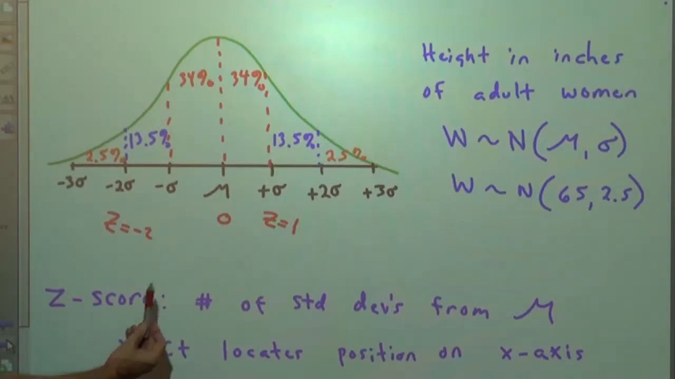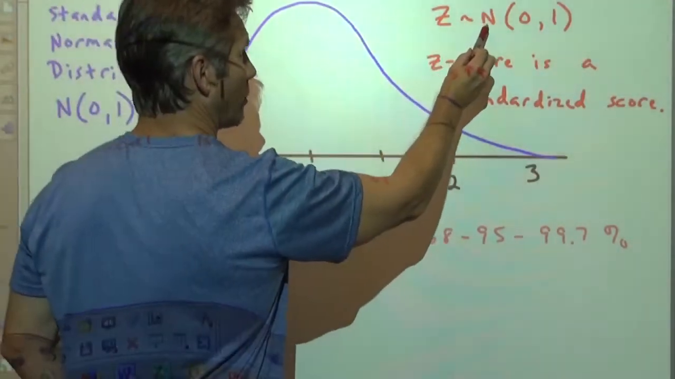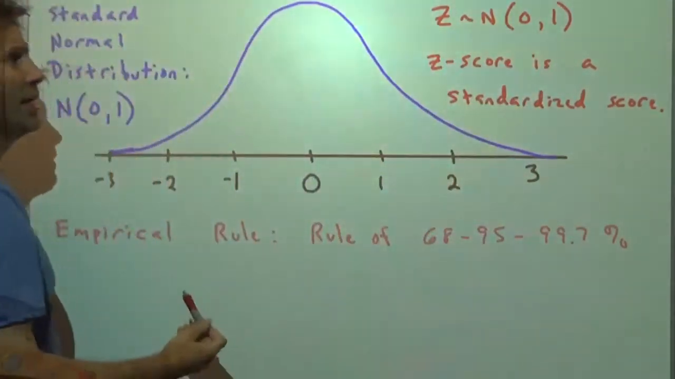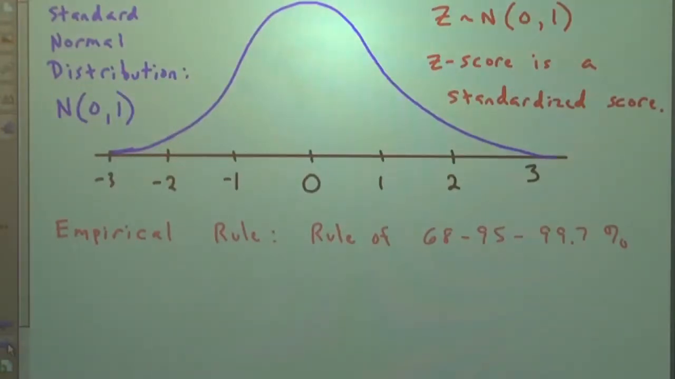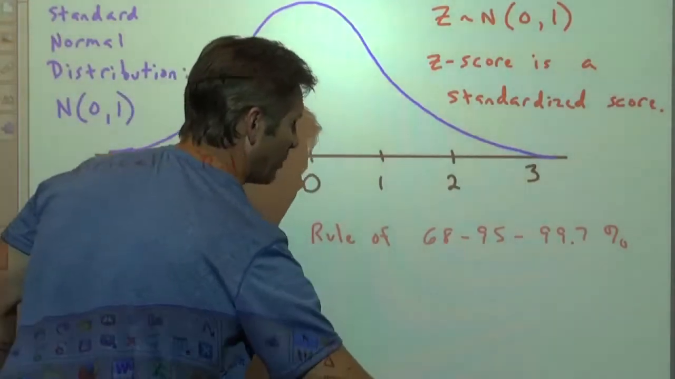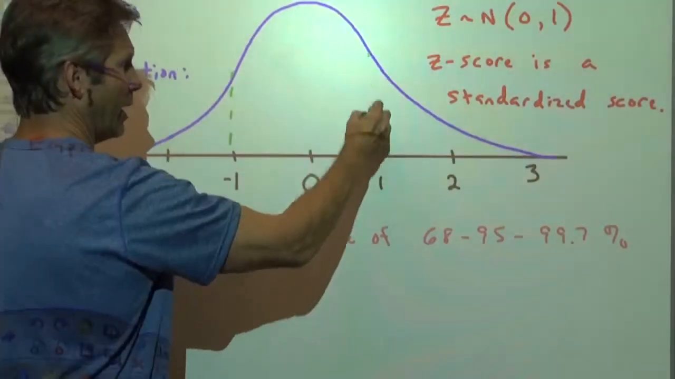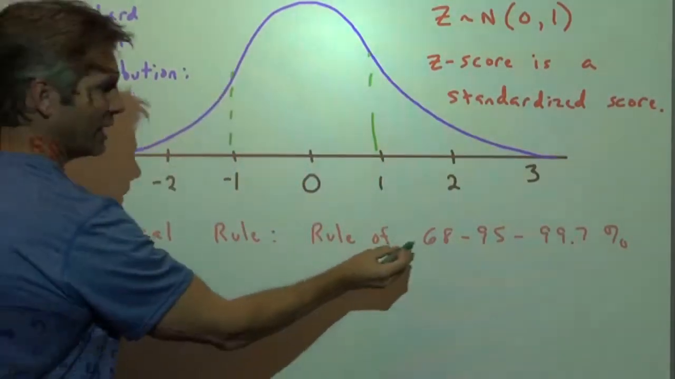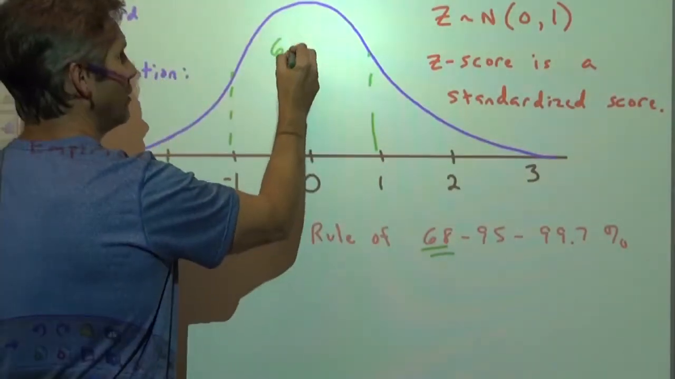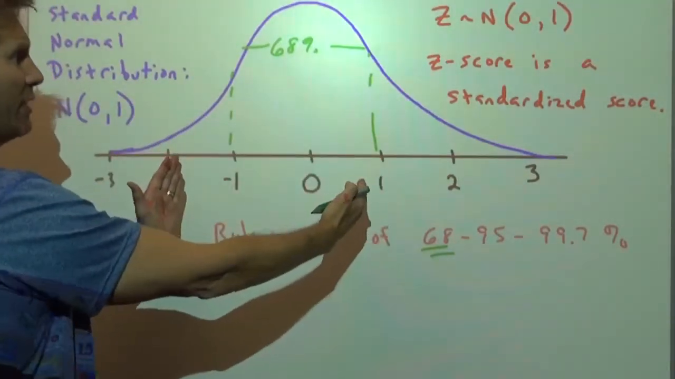So a Z-score tells us how many standard deviations away from the mean we are. And in a standard normal distribution of these Z-scores, the Z-scores are distributed normally with a mean of 0 and a standard deviation of 1. This Z-score is called a standardized score. And we can use the empirical rule that tells us that 68% of all scores are within 1 standard deviation of the mean. So, remember how we had 34% and 34%? They add up to give us 68%. So we have 68% of the scores within 1 standard deviation of the mean in either direction.